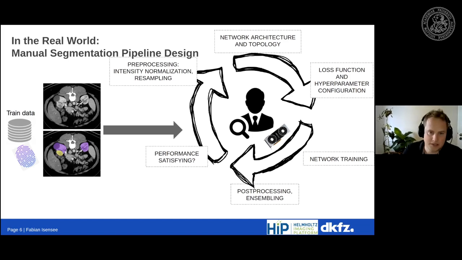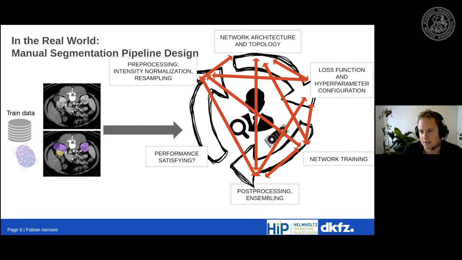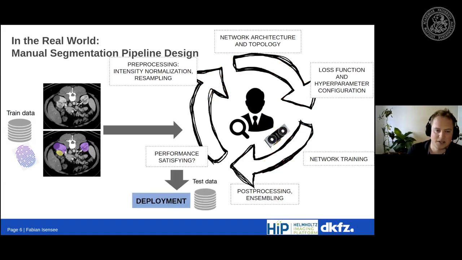The complicated part here is that all of these things are interconnected. You cannot really change one without maybe having to change the other. So it's a very high dimensional optimization problem that is very difficult to tackle and that can also get computationally expensive quite quickly. But once you've gone through this a couple of maybe tens, hundreds of iterations and network trainings, you maybe find something that you deem good enough and you say, okay, this is ready for deployment, and then you can apply it to your test data or apply it in a clinic or wherever you would like to deploy your model.